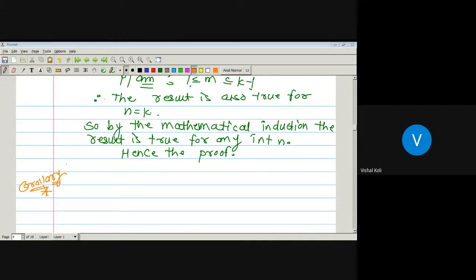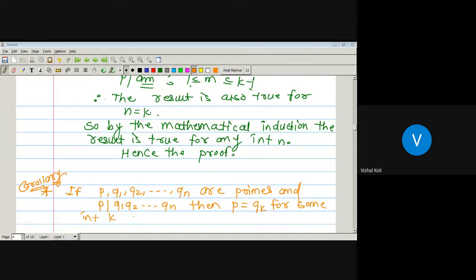If p, q1, q2 up to so on qn are all primes, and p divides the product of these n primes q1 q2 up to so on qn, then p is equal to qk for some integer k, where k lies between 1 to n.